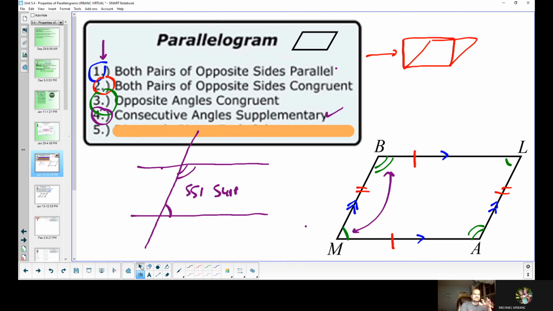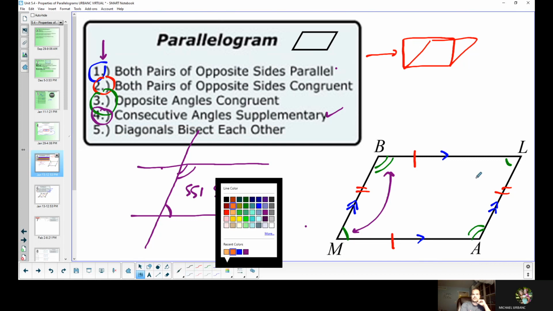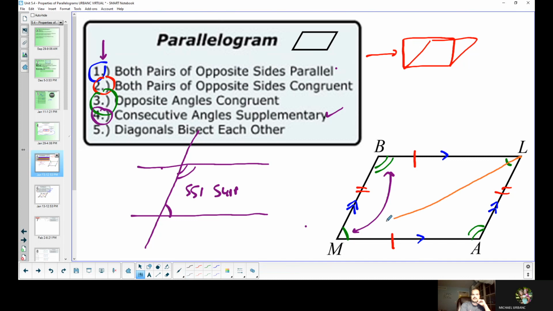And then the 5th one is going to take a little bit of time to wrap your brain around. It says that the diagonals bisect each other. So we said that every quadrilateral has 2 diagonals. So this is diagonal number 1 and diagonal number 2. What we're going to find is if this is a parallelogram, those 2 diagonals actually cut each other in half. So that would mean, now we don't have a point here in the middle, but we'll eventually label that these two segments on either side are congruent to each other.